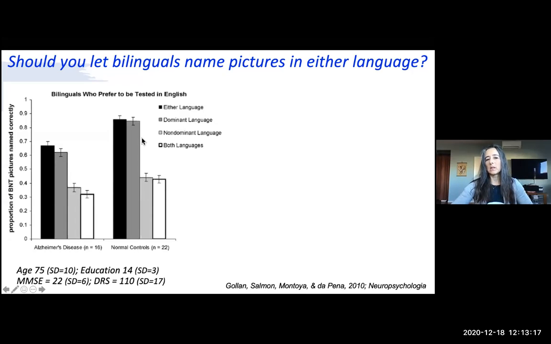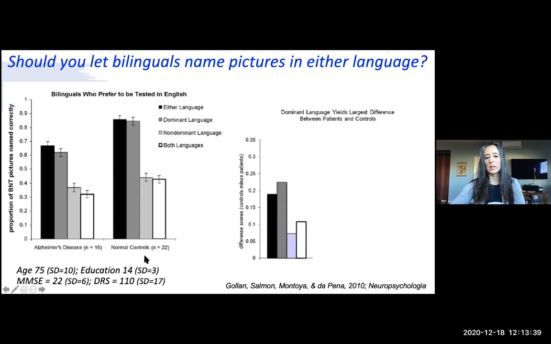And that's because the benefit of using either language in these bilinguals was larger for patients than it was for controls. When we looked at Spanish dominant participants, the results were similar, although the Spanish dominant normal participants also benefited from the either language option a little bit more than these controls did.